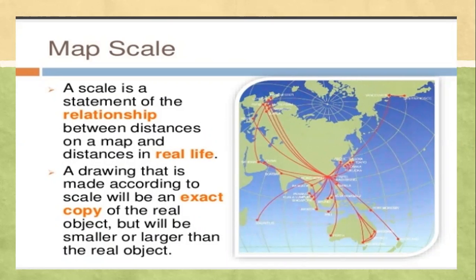In the same way, the map scale is a statement of the relationship between distance on a map and distance in real life. A drawing that is made according to the scale will be an exact copy of the real object. As I told you, the larger object is given in the same map in smaller form, where you can reach the exact point of the place. Is that clear?